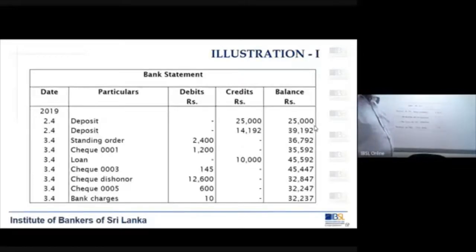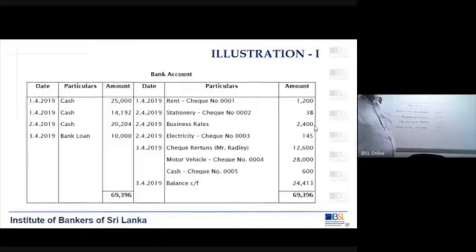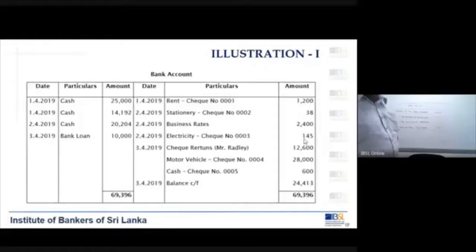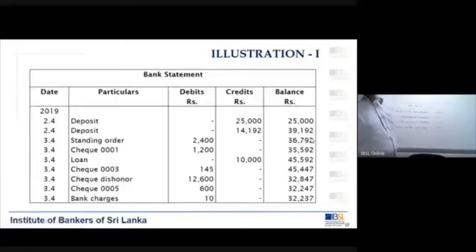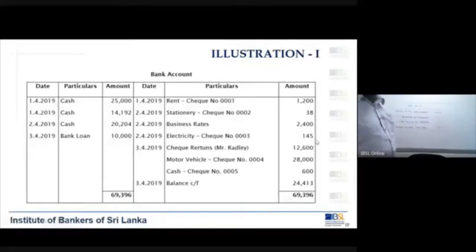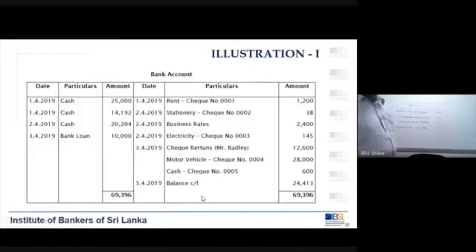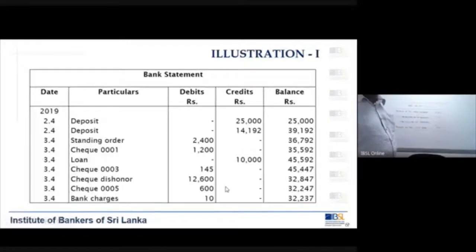Then there is 1,200, which says check number 0001. That is the first item. You see? Check number 001 is 1,200. Then the next item, 145. 145 is here. Check number 3 is also marked. Then you have 12,600. Do you get that? Yes, it is here. 12,600. Then you also have 600, which is check number 5. Here also it is check number 5, 600.